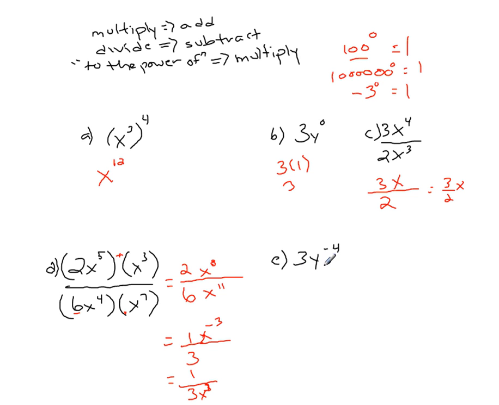Here's another example of that. We've got 3y to the negative 4. Another way of writing this is 3 over y to the 4.